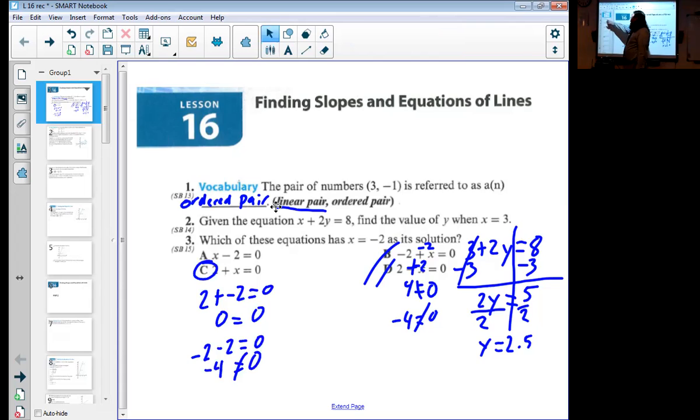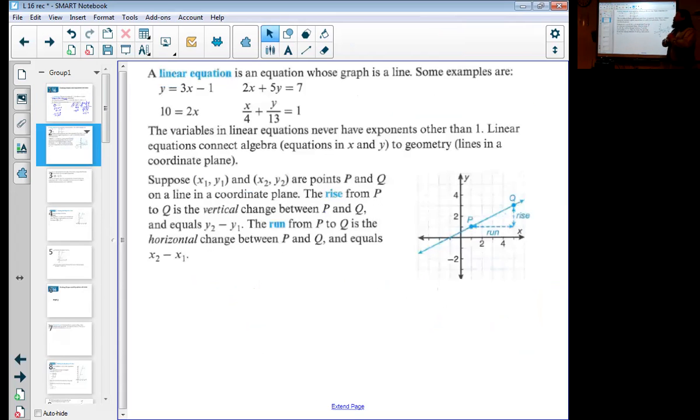All right, so we're going to be using that information as we move on. A linear equation is an equation whose graph is a line. Some examples are y is equal to 3x minus 1, 2x plus 5y is equal to 7, 10 is equal to 2x, x over 4 plus y over 13 is 1. The variables in linear equations never have exponents larger than 1. So we are only dealing with one-dimensional variables.